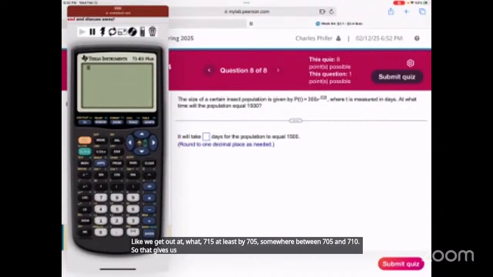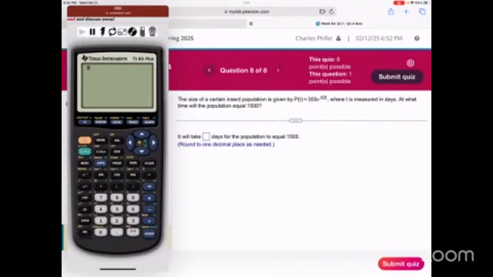Okay, so the size of a certain insect population is given, where t is measured in days. At what time would the population equal 1,500? Okay, so we set this equal to 1,500 and then solve for t.